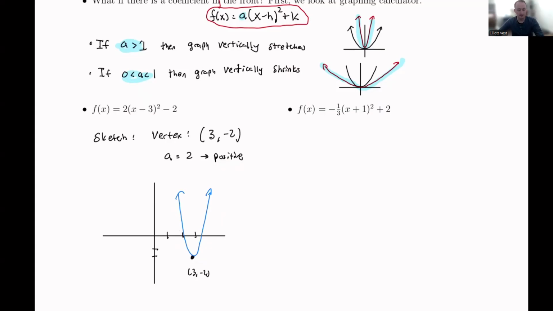What about something like this? Let's sketch it. We have a vertex of (-1, 2) for this problem. This is (x + 1) squared. Because we have a negative in here, we have to change the sign of that h value so that there's a negative in there. And then my k is the same thing. And my a is equal to -1/3. So it's a fraction smaller than 1, and it's also negative. So I know it's going to be upside down.